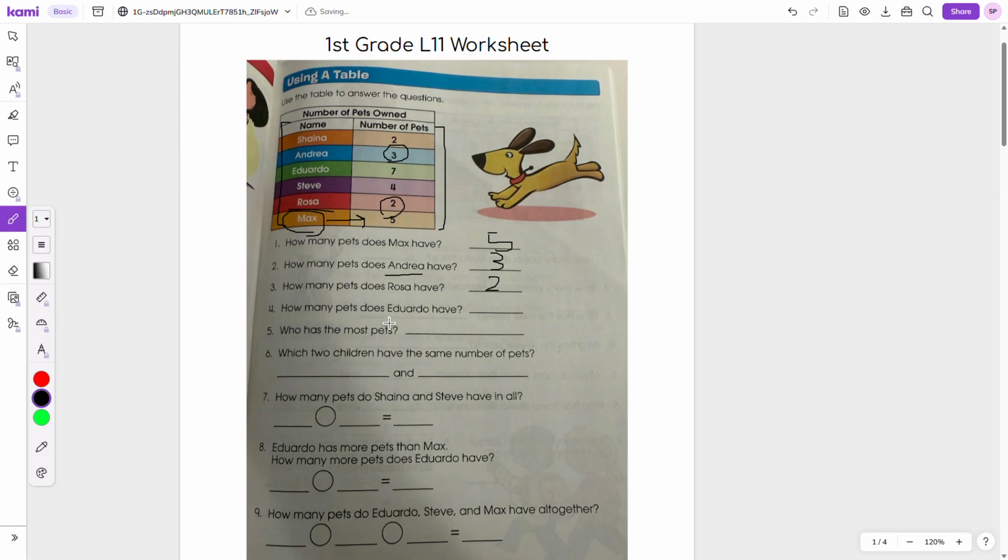Number 4, how many pets does Eduardo have? Eduardo has 7, so write 7. Who has the most pets? So to find the most, we have to find the largest number. And out of this table, out of these numbers, 7 is the largest, so it'll be Eduardo.